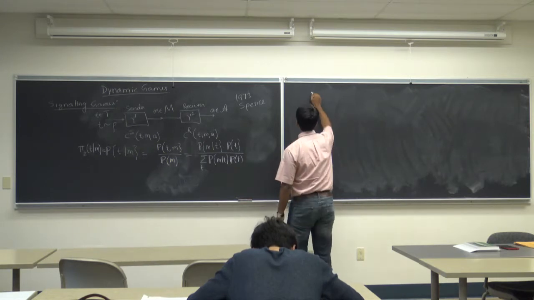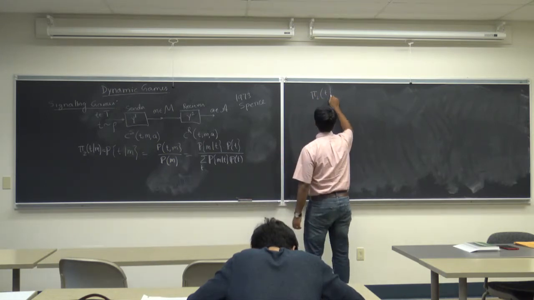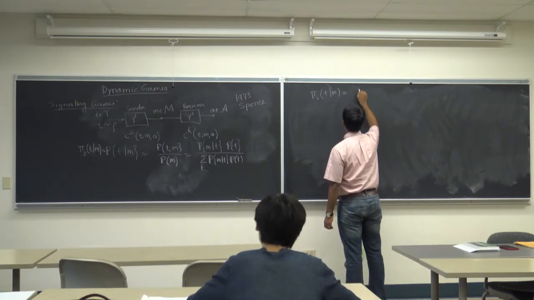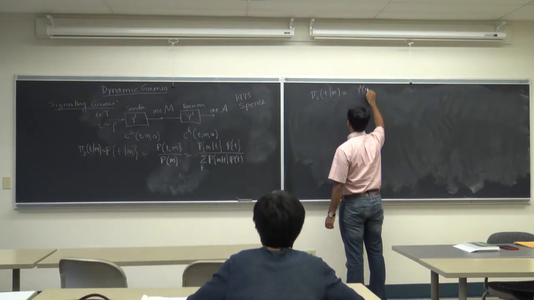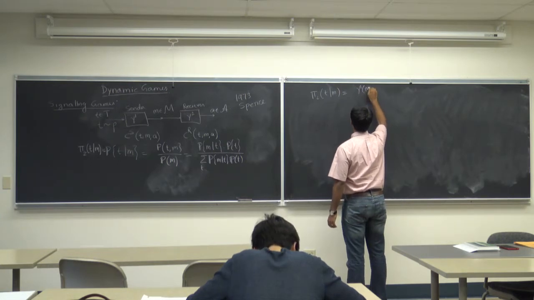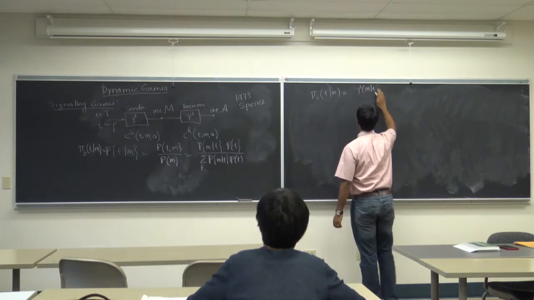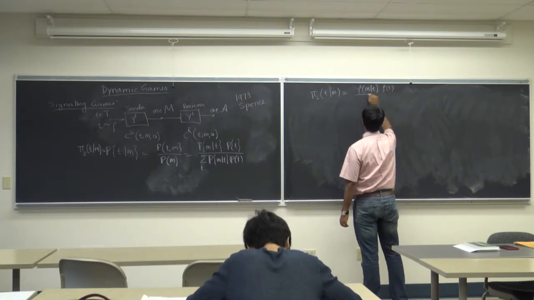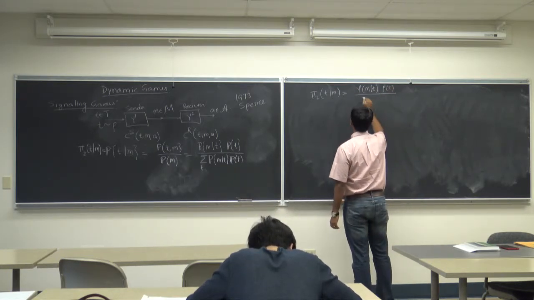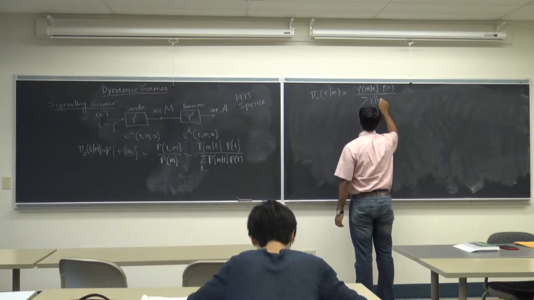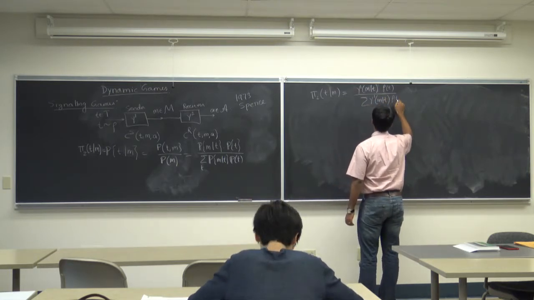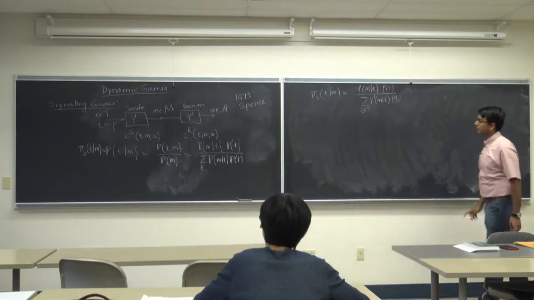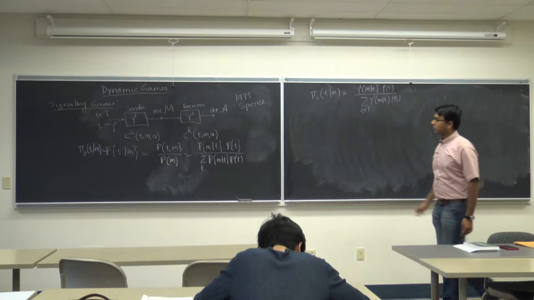So we can write it as pi 2 of T given M is equal to gamma 1 of M given T into rho of T, over the summation of gamma 1 of M given T rho of T over capital T. Okay, so that's the belief.